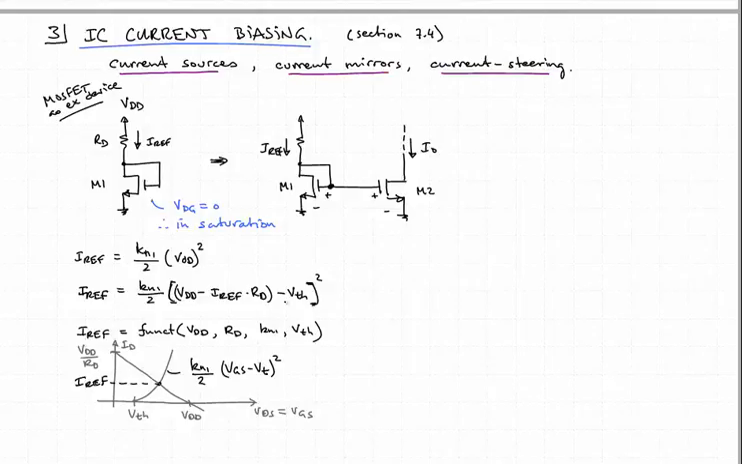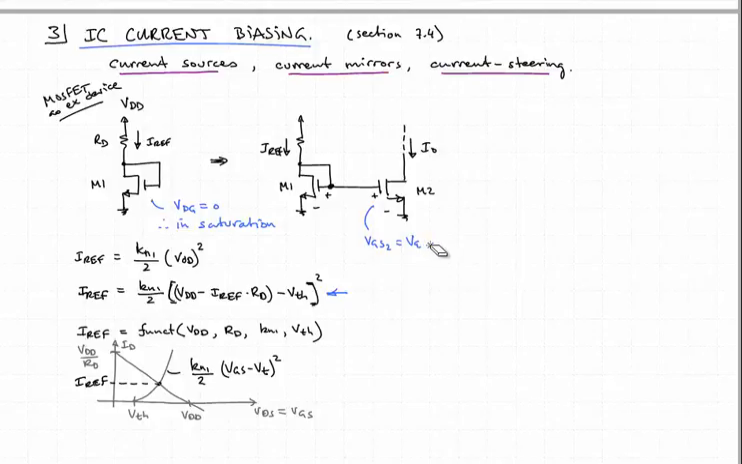So I've rewritten that right here. You get a quadratic equation. You can solve for it and find that Iref will be a function of VDD, RD, the transconductance coefficient, and the threshold voltage. So however you come by this, you're eventually going to have a current that is flowing through this transistor. Now the way that you use this to produce a current mirror is that you connect another transistor, M2, to the same source potential as M1, and then you tie their gates together.